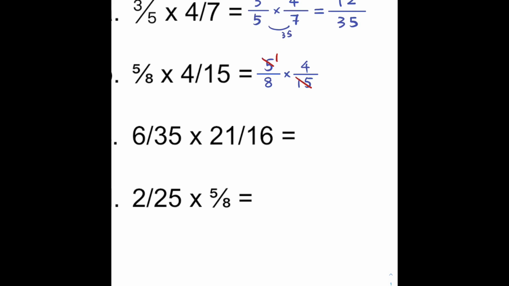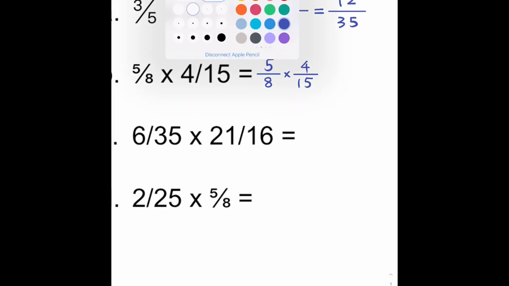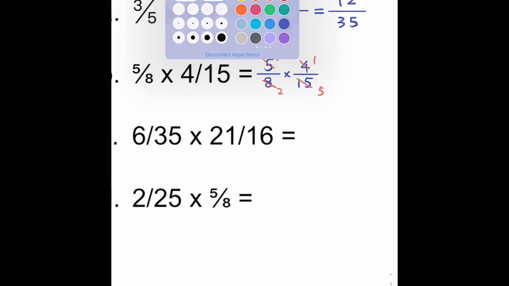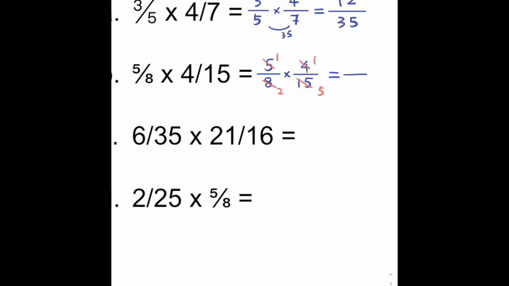Oh, this color might be too strong, right? We will use a lighter color. How about this one? Okay, 1, 5. No, we just go back to 1, 2. So the final result is 1 over 10.